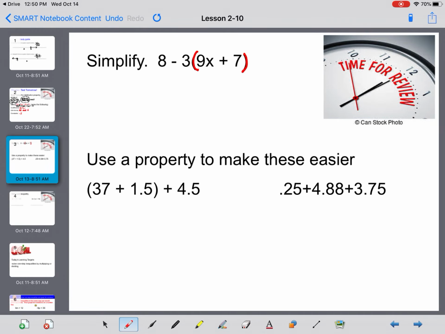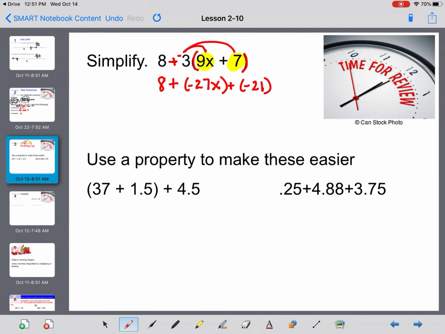The second thing kids do wrong is they only distribute or multiply by 3. But that's not what we learned. What we learned in class was that you change this to adding the opposite, so -3, and then you distribute or multiply each term here by -3. So you should get 8 plus -27x plus -21.